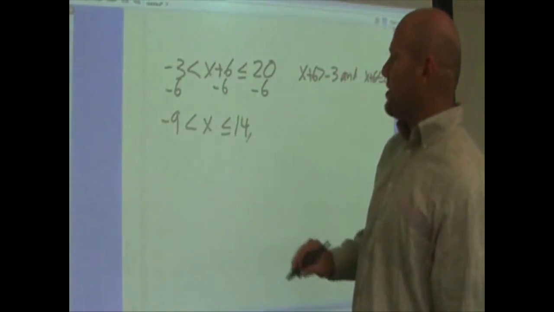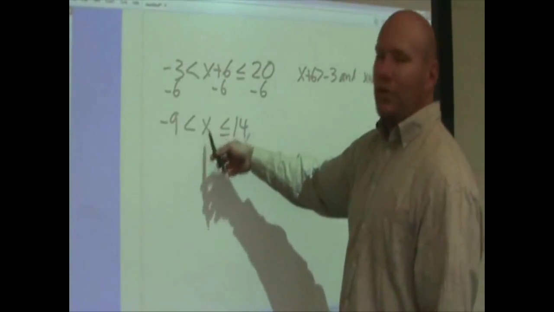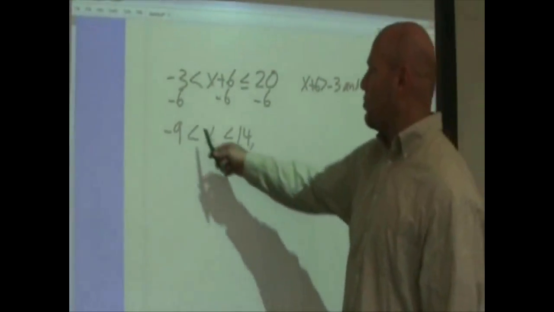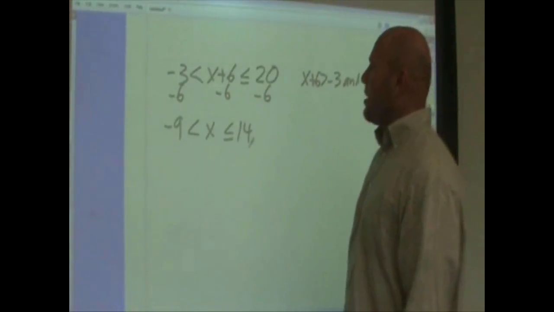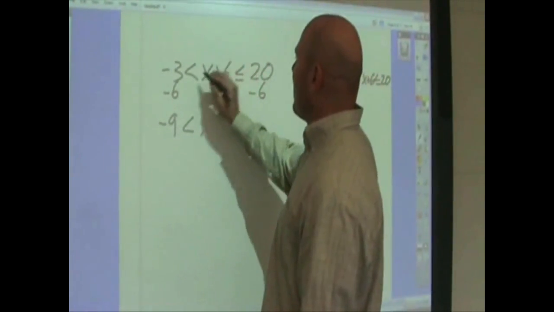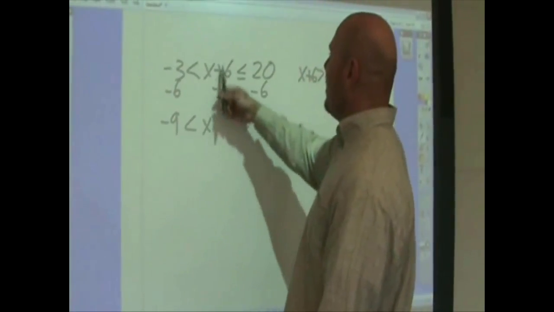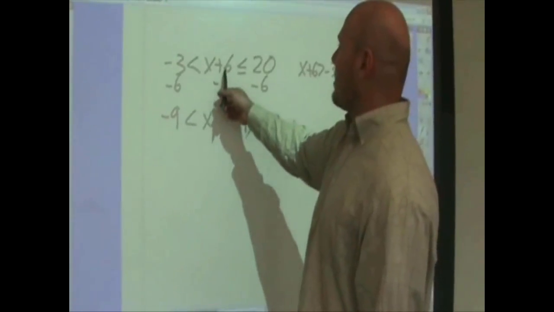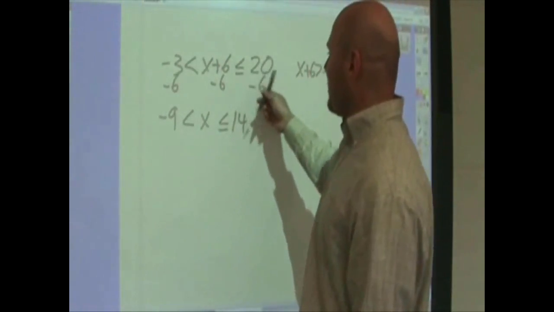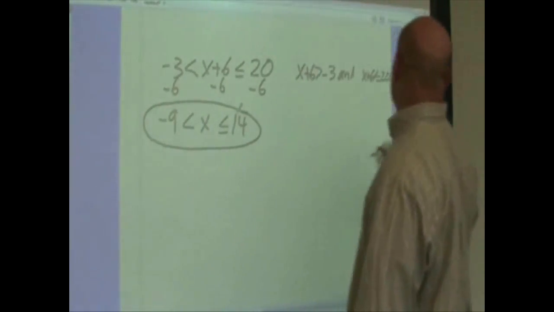The check on this is pretty simple. You want to check the negative 9, check the 14, and then check a number in the middle to make sure that it's all working. This will verify that the ends are correct. So if I plug in negative 9 here, I get negative 3, which is a match there. If I plug in 14, that's 20, so I get a match there. And then if I plug in 0, which is in the middle of that realm, that would be 6, which is bigger than negative 3 and less than or equal to 20. So this would be a correct answer. All right.